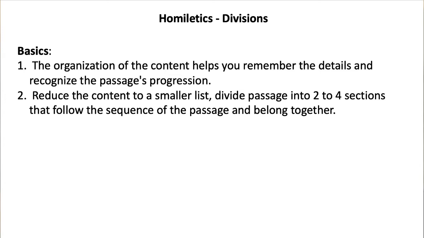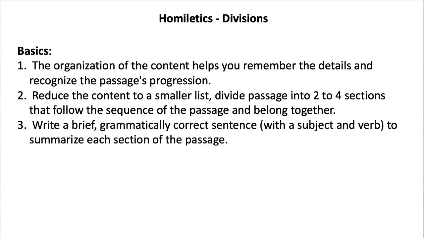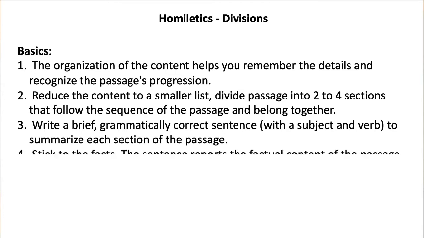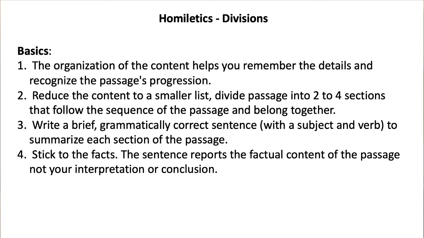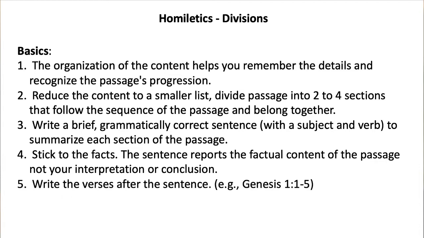And once you decide where you're going to make those breaks for those divisions, you want to write a grammatically correct sentence with a subject and a verb that summarizes each section of that passage. And just like content, you want to focus on the facts. You're not trying to interpret the passage of the scripture. You're trying to write a summary of all the facts. And then lastly, you want to write the passage or the reference to that division. So for instance, if it was all of chapter 1 of John, you would say John 1. Or if it was a section, you'd say Genesis chapter 1 verses 1 through 5. But you put that after your division statement.